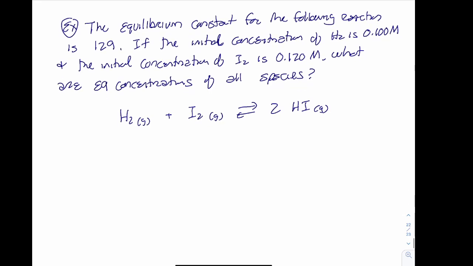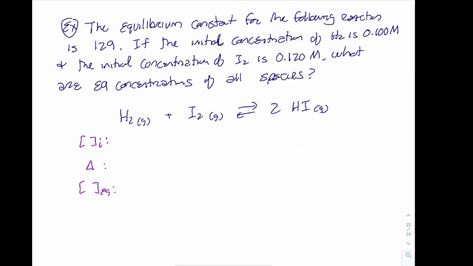All right, so I'm going to set up my ICE table. You could set up your equilibrium constant expression first. Again, it doesn't really matter. Since I have the reaction here, I'm just going to write the ICE table right below it, and that's why I'm choosing to do that one first. They're all gases this time, so they are all going to be part of my expression.